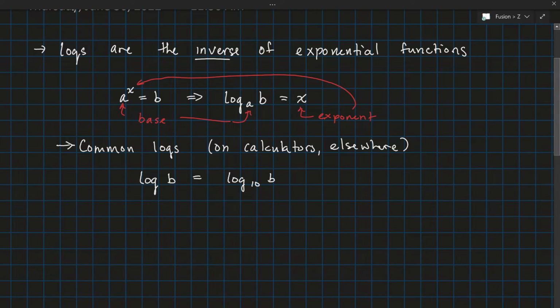The other one is ln of b. Now here, you also don't have the base, it doesn't show it. But whenever you see ln, that means log base e of b. And again, e is the natural number we talked about last time. It's like 2.71, and it continues on infinitely, just like pi does.